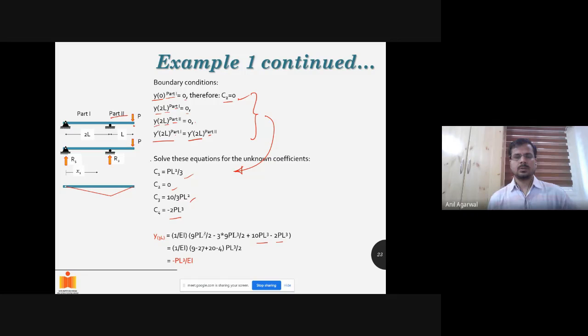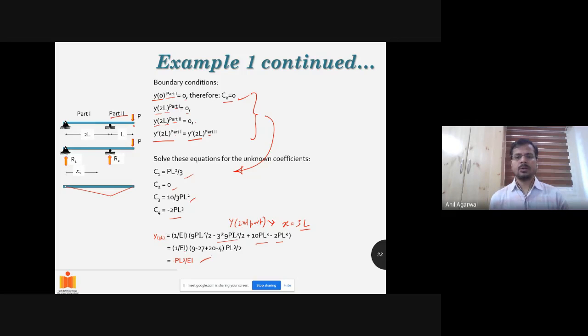Okay. So basically your L is equal to 3, x is equal to 3L here, right? So that's why it becomes 10pl cube and so on. So you substitute the value of x is equal to 3L here in the equation for y at second part. Okay, and from there you'll get the value of y at 3L.